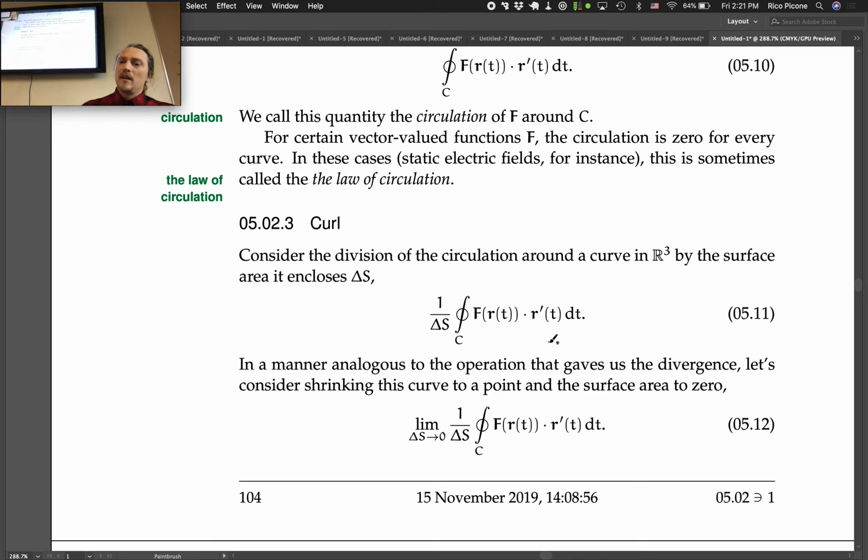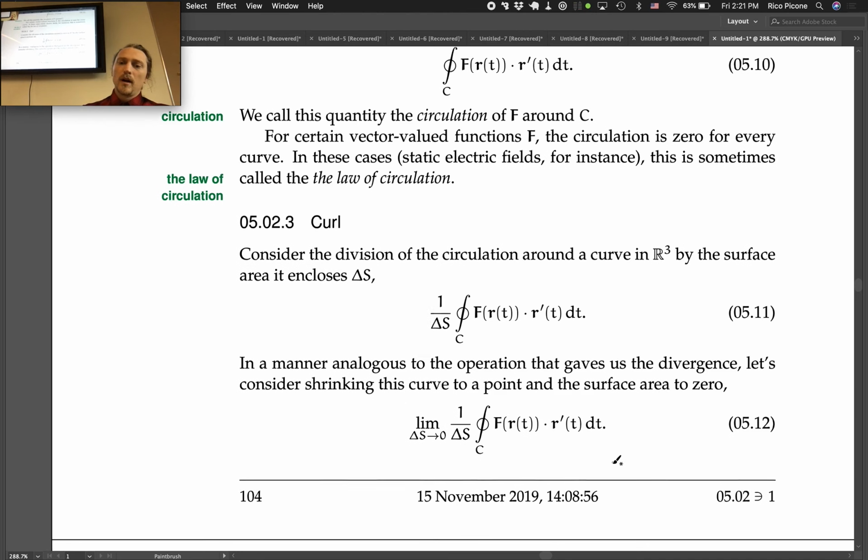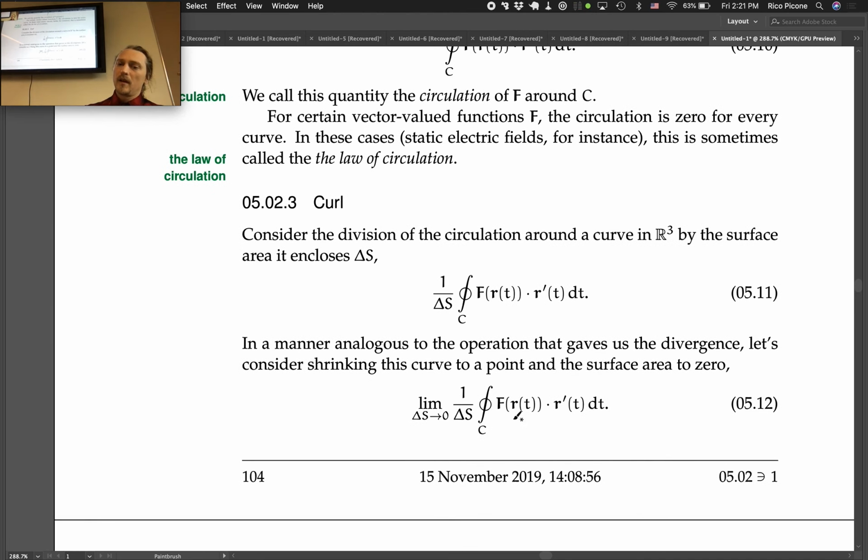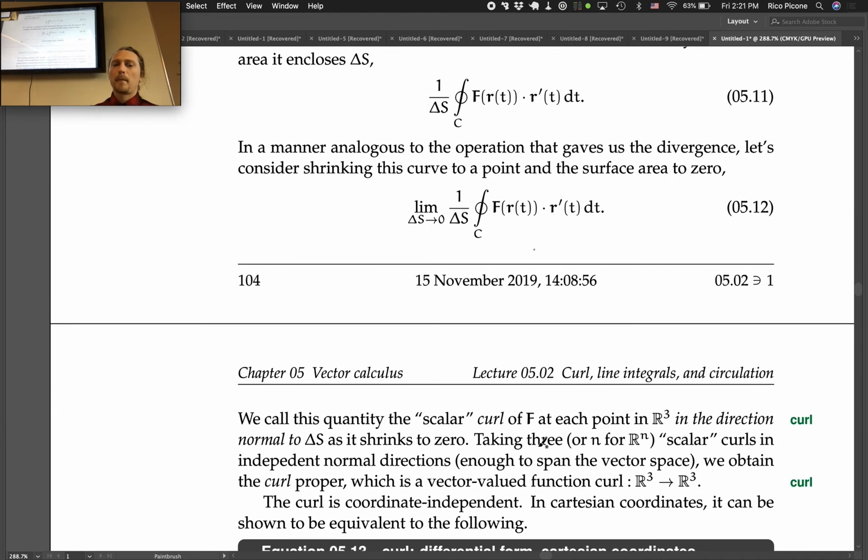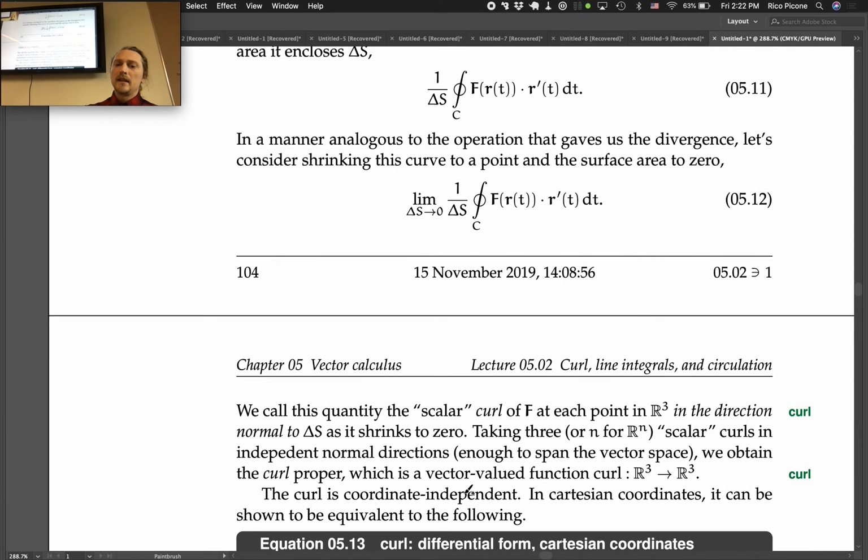and the surface area to 0. So when we bring that curve down to a point, the surface area that it encloses also goes to 0, and we get this expression 5.12, which is the limit as delta S goes to 0 of the circulation divided by the surface area. We call this quantity the curl, so the scalar curl of f at each point in R3 in the direction normal to delta S as it shrinks to 0.